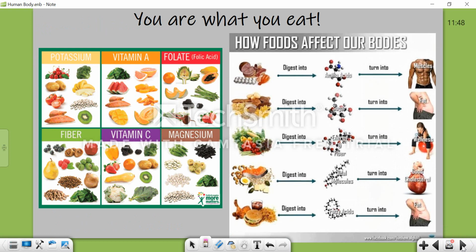If you've ever heard that saying, you are what you eat, it's very true. So you can check out this chart and see kind of how diets and things have to be balanced.